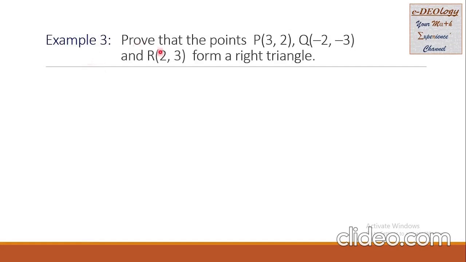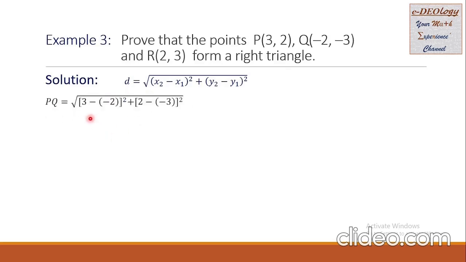Example 3. Prove that the points P, which is 3, 2, point Q, negative 2, negative 3, and point R, that is 2, 3, form a right triangle. Let's write the distance formula. Let's begin with the side PQ. Using the distance formula, we have now 3 minus negative 2, that is squared, plus positive 2 minus negative 3, then we will square.